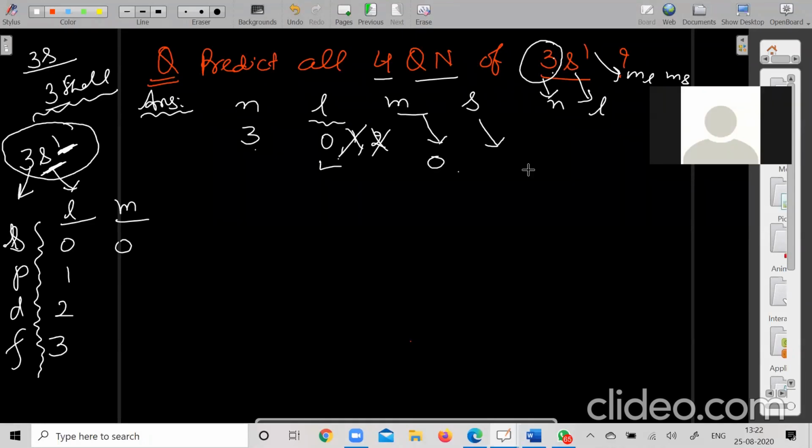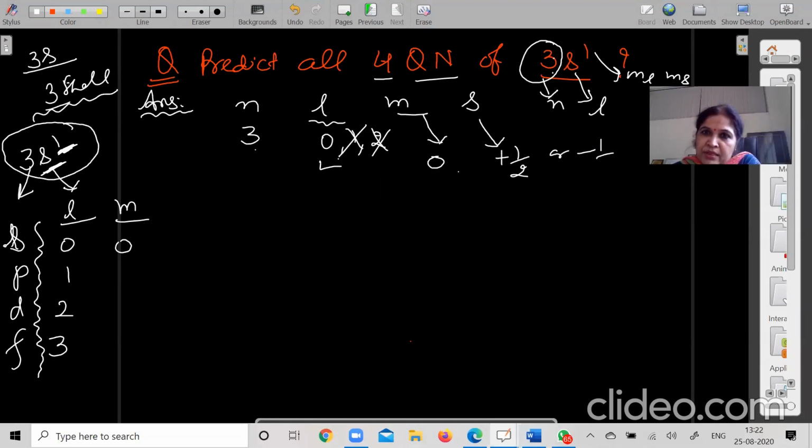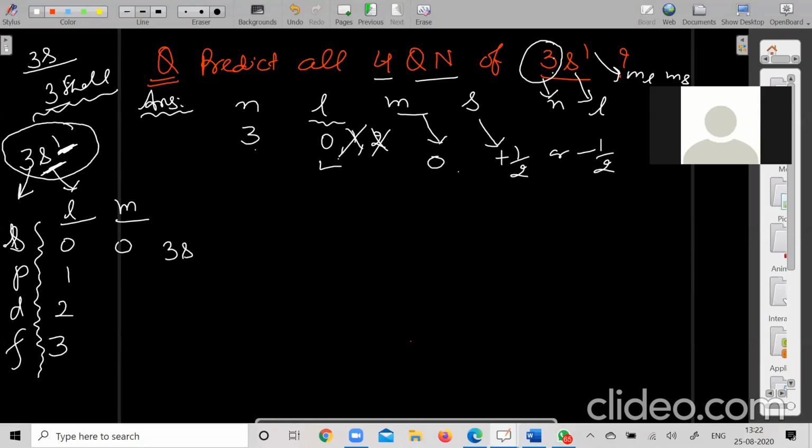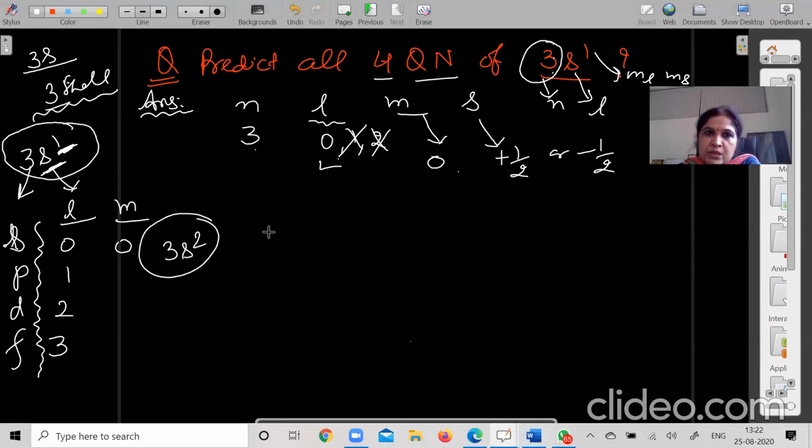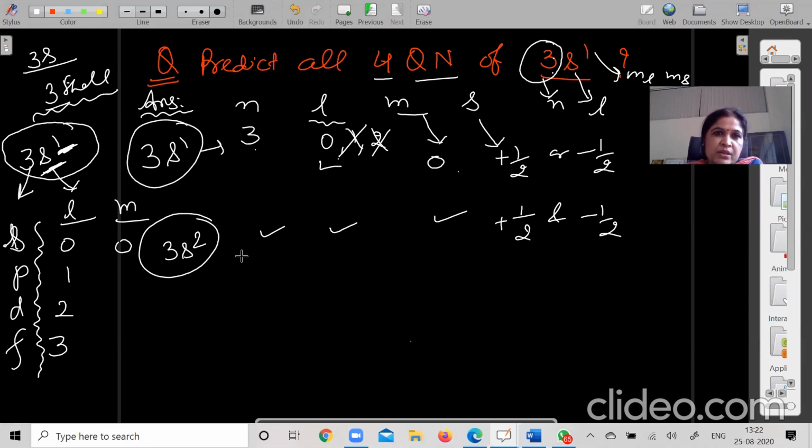There is only one electron. The S value can be anything because there is only one electron, either plus half or minus half, right? But if I had written 3s2, then N, L, M are the same, but in that case the S value will be plus half and minus half both. So it depends: 3s1 for this and 3s2 for this, right? Okay.